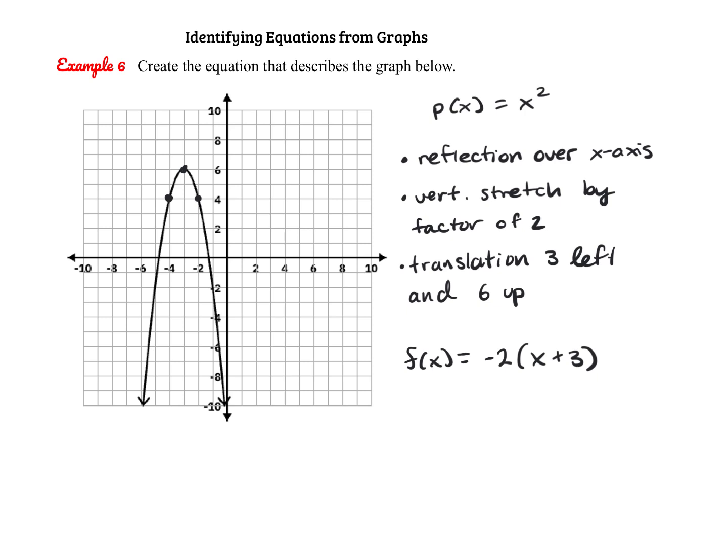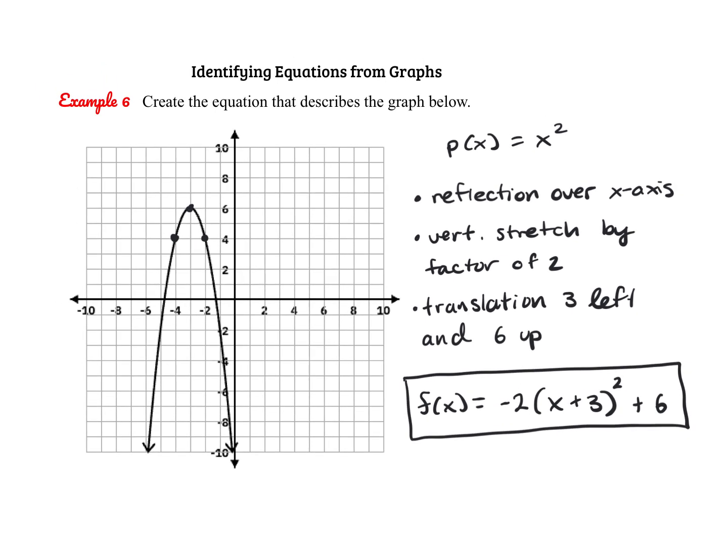And then since it is a quadratic function, I'm going to put my squared. So notice I grouped that with x and then it's being squared. And then I still have that vertical translation up 6. So I'll say plus 6. And there you have it. So again, we're really going based off what we know the parent function to look like to help us determine what our transformations are and then write it into the equation.